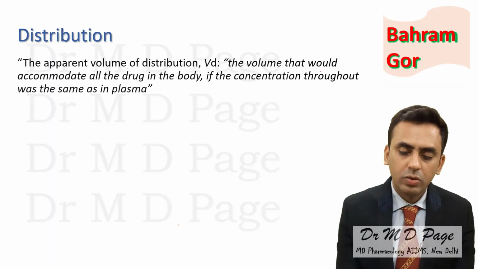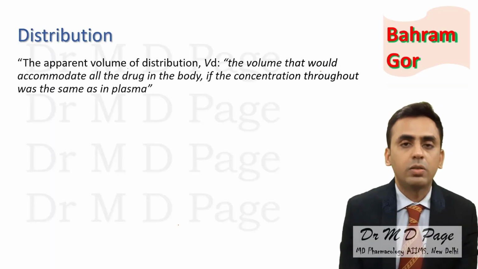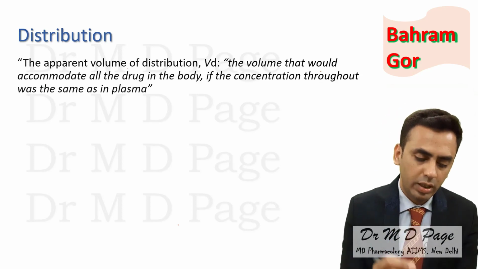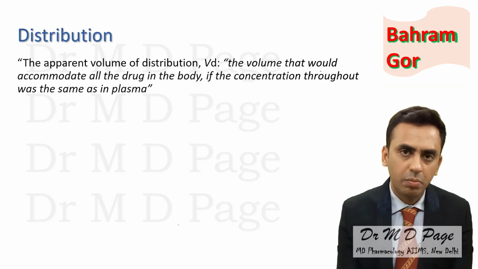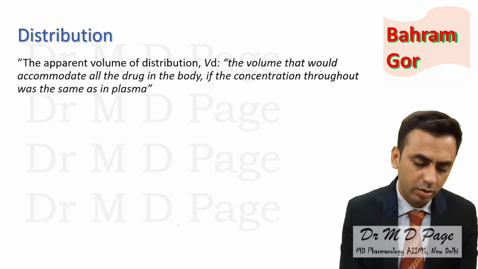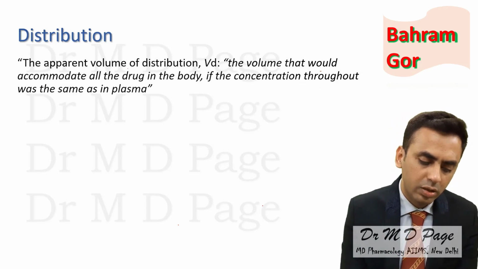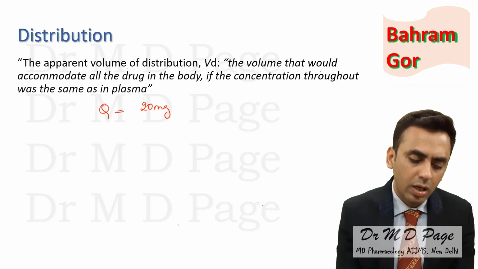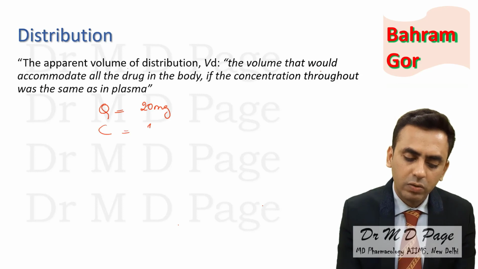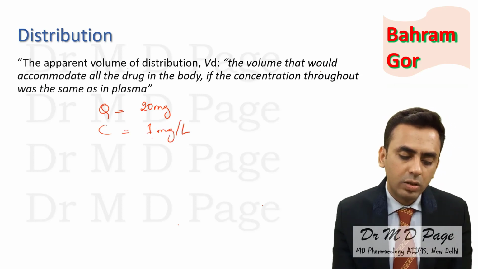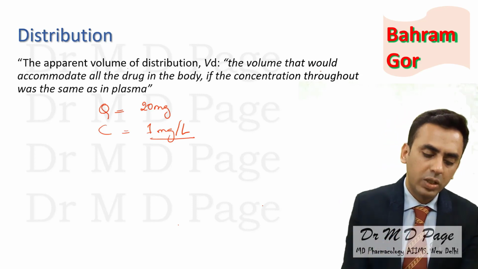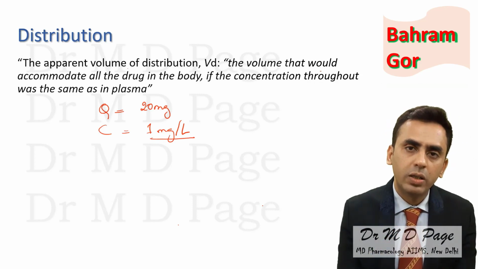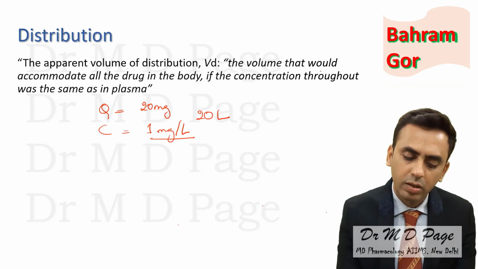In distribution, you should know the main thing is the definition of volume of distribution. If you take an example, I will give the example first, then I will define volume of distribution. Consider you are giving 20 mg of drug by IV route, and you get a concentration of 1 mg per liter. Considering this concentration as the same throughout the body, how many liters will be required to contain 20 mg? It will require 20 liters, correct?